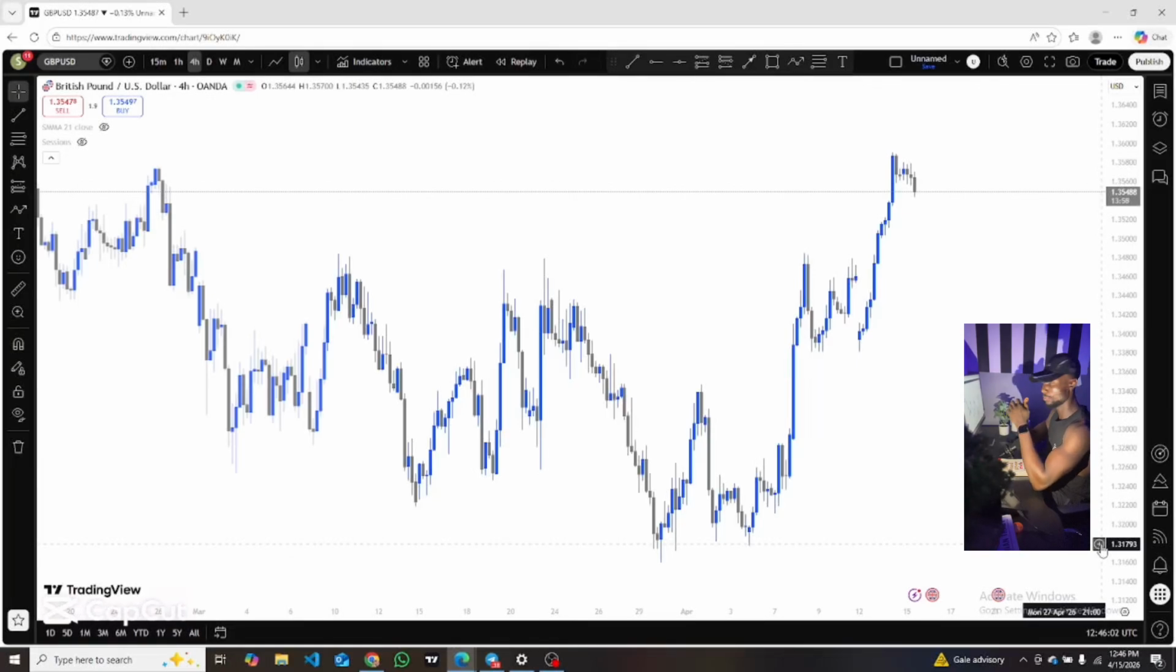Let's do a breakdown on GBP USD to see the potential move we have on GBP USD.